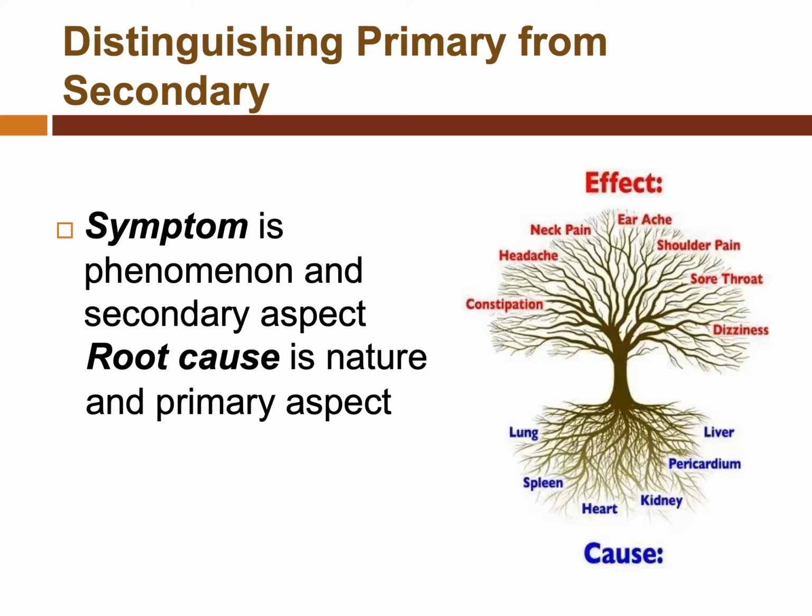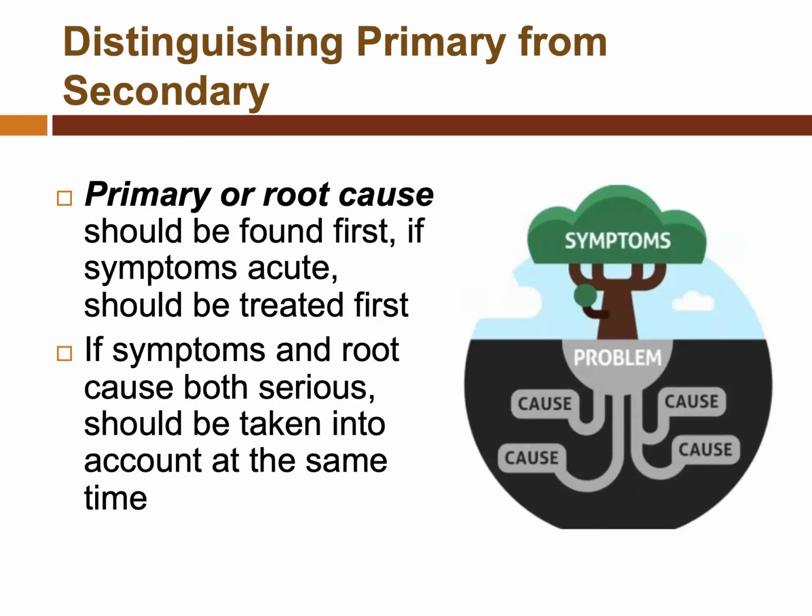There could be lung, spleen, heart, kidney, pericardium, or liver disharmony, which could manifest as constipation, headache, neck pain, earache, shoulder pain, sore throat, and dizziness. The primary or root cause should be found first. If symptoms are acute, they should be treated first. If symptoms and root cause are both serious, both should be taken into account at the same time.